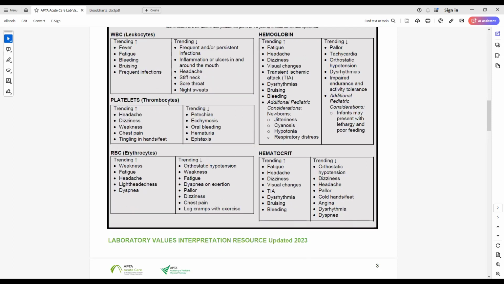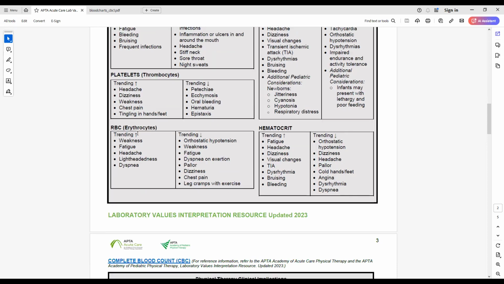Platelets, which are thrombocytes. An increased number of platelets, like thrombocytosis, might cause headache, dizziness, weakness, chest pain, tingling in hands and feet. A reduced number of platelets, thrombocytopenia: petechiae, ecchymosis, which are superficial bleeding in the skin, oral bleeding, hematuria, and epistaxis. Hematuria is blood within the urine, and epistaxis is bleeding from the nose.